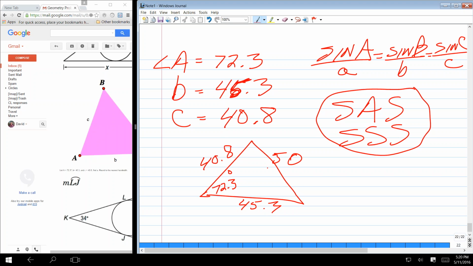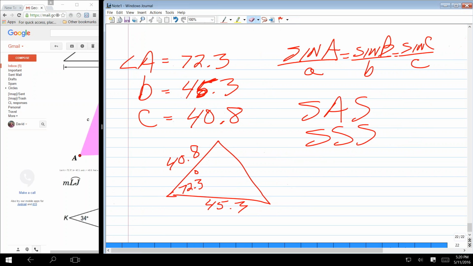If I want to solve this, well, I know that the sine of 72 divided by 50 is the same as the sine of that angle divided by 40. So I would be able to solve the rest of the triangle using just the law of sines. And always do that if you can, because it's the easier one than the law of cosines. Let's talk about the law of cosines, since that's what we have to use.